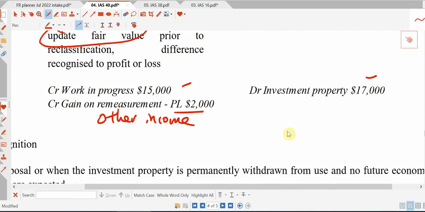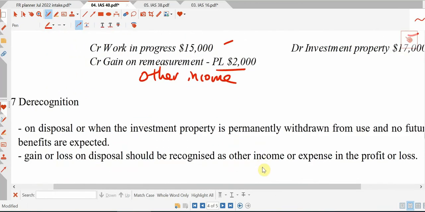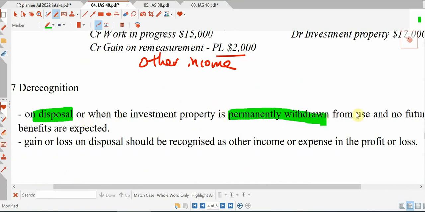Alright, moving on. The recognition. So when do I remove my investment property from the account? Two situations we can remove. Number one is disposal, if we sell our investment property. Or number two, when the property is permanently withdrawn from use. We don't use it already. Okay, disposal or permanently withdrawn.